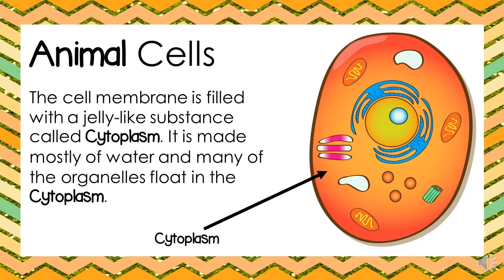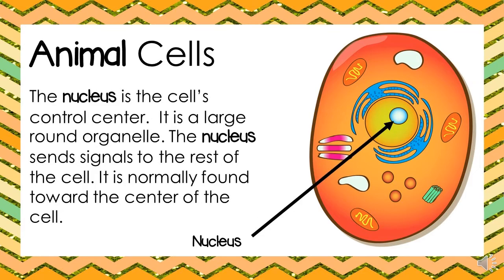Another main component of a cell is cytoplasm. Cytoplasm is the jelly-like substance inside the cell surrounding all of the organelles, so it floats like it's jello. The nucleus of the cell is the control center. It is a large round organelle where all of our DNA is stored. The nucleus sends signals to the rest of the cell, and you'll normally see it in the center. This is like the brain of the cell.